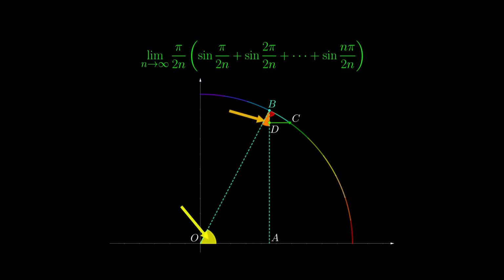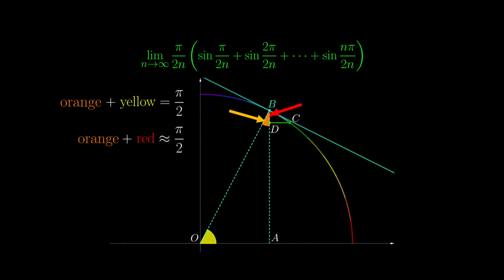Now consider these two angles, which according to the sum of angles in a triangle should add up to a right angle. At the same time, the sum of these two angles will be approximately a right angle. This is because in the limiting case, the arc will be extremely close to the tangent at B, and we know that the tangent and the radius are perpendicular, and so we have these two angles summing up to something close to a right angle. The approximation sign is in the sense that in the limiting case, the sum would equal a right angle.